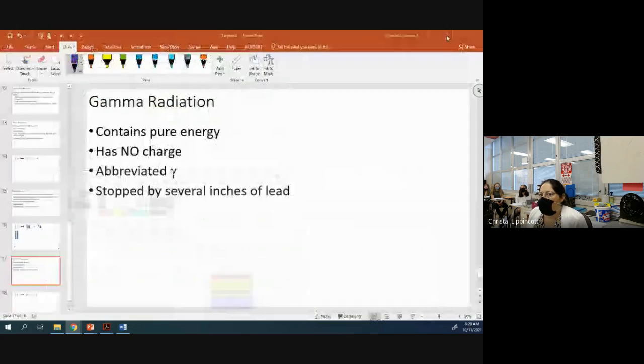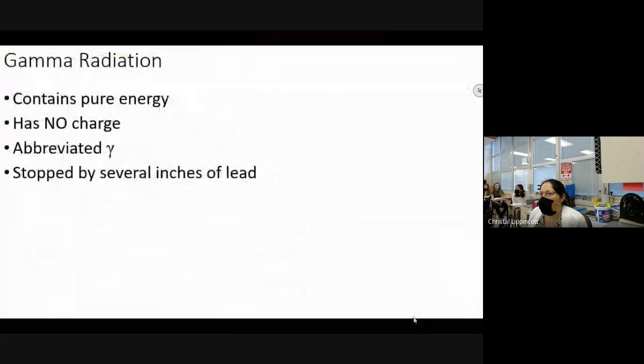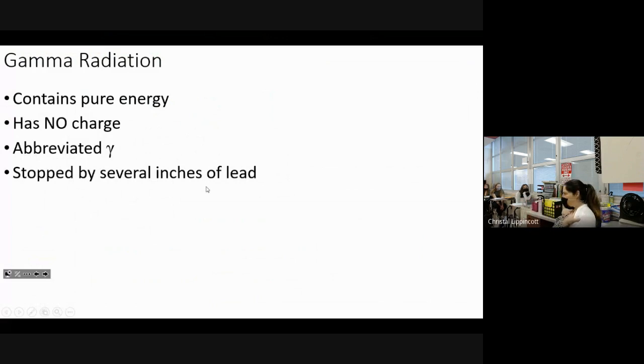So this is going to contain pure energy. It does not have a charge at all. And it's a fancy-looking uppercase Y for its abbreviation. It's going to be stopped by several inches of lead. When you go to the dentist and they give you X-rays, they put that lead vest on you. That's just that thin. That stops X-rays. Gamma rays, you need several inches of lead.